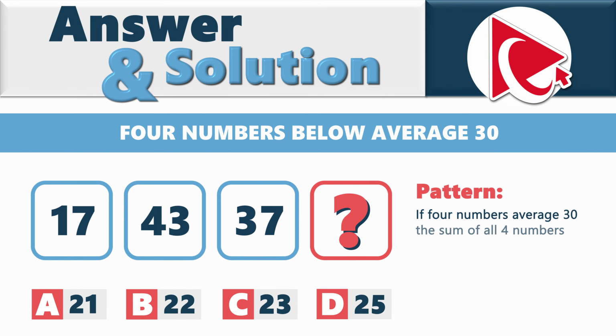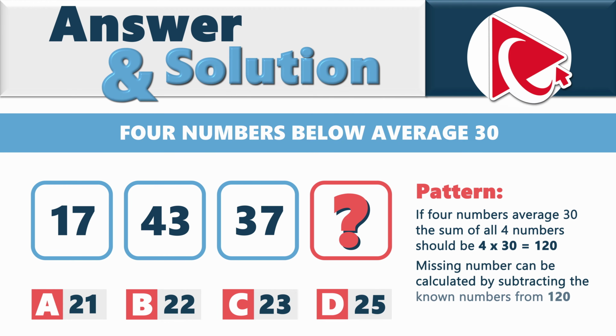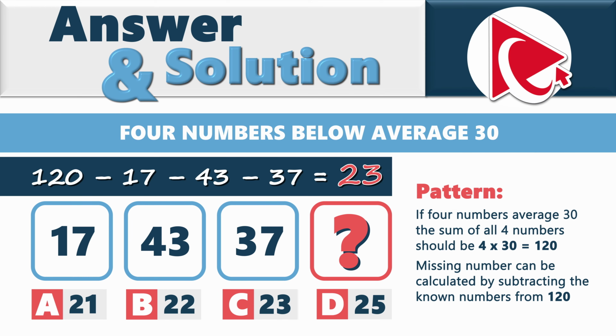If 4 numbers average 30, then the sum of all 4 numbers should be 4 multiplied by 30, which equals 120. Which means that the missing number can be calculated by subtracting the known numbers from 120. Let's calculate it. 120 minus 17 minus 43 and minus 37 equals 23. So the correct answer here is choice C, 23.